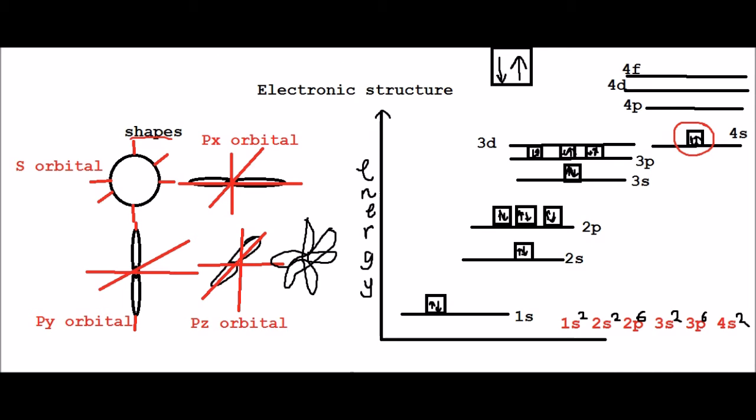But anyway, that's the small bit about shapes in the textbook. There's not much to say about it other than they have characteristic shapes. So this is the more important side, and this is about electronic configuration.